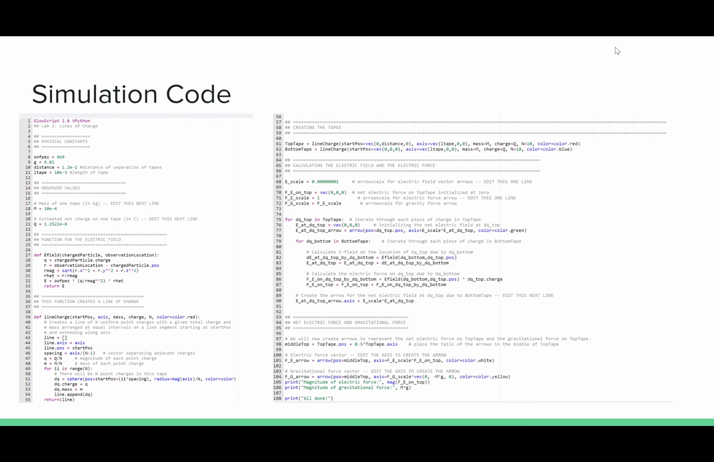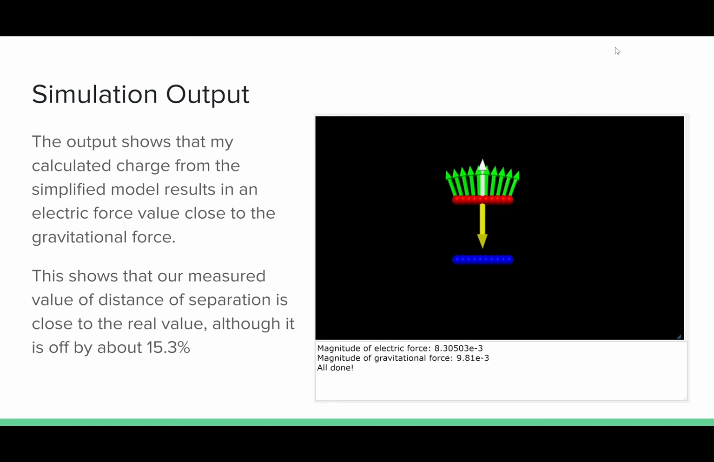Here is my simulation code, which you can also find linked in the same assignment. Now, the first thing that I did was create the simulation using the charge values that I calculated in Lab 1. And the output shows that my calculated charge from the simplified model results in an electric force value close to the gravitational force that is expected from a tape of this weight. This shows that our measured value of distance of separation is also really close to the real value, and the electric force magnitude value is off by only about 15.3%.